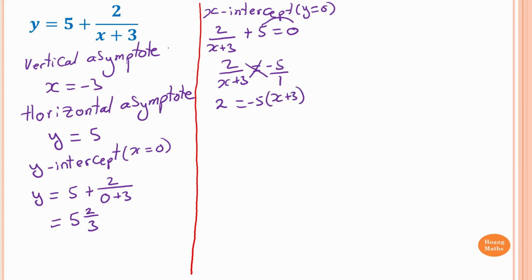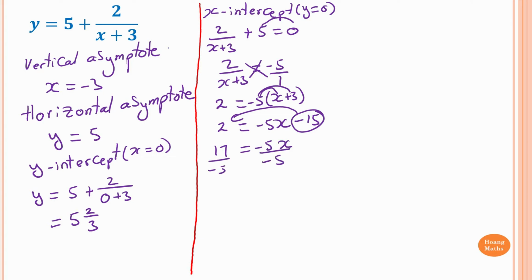So to remove the bracket, this means that 2 is equal to -5 times x is -5x. -5 times 3 is -15. So I move this on the side. So that gives me 17 is equal to -5x. I divide by -5. So this cancels out. So x is equal to, 5 goes into 17 three times, but negative, and then remainder 2. So -3 and 2 over 5.